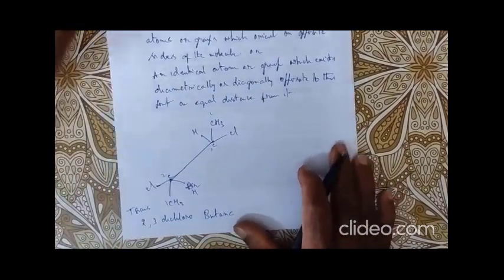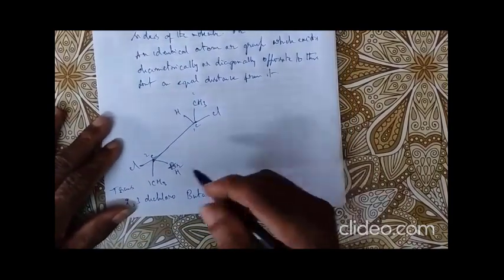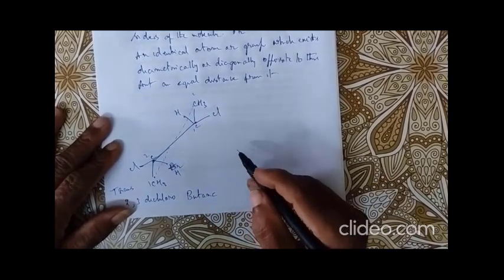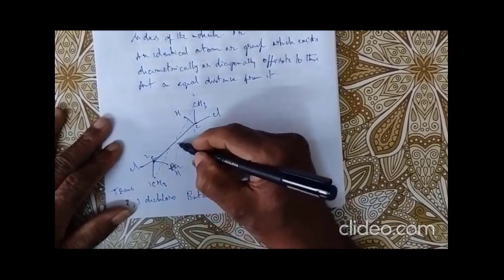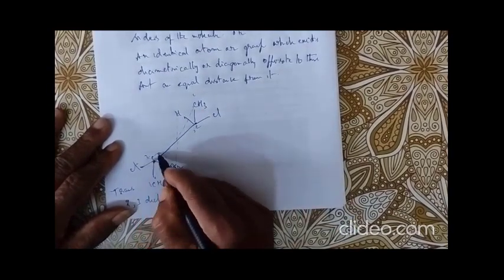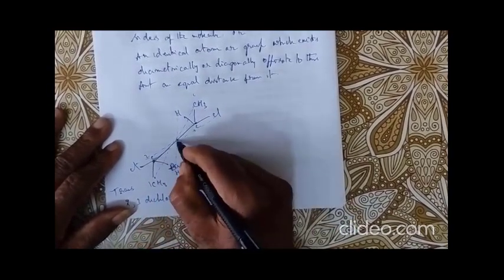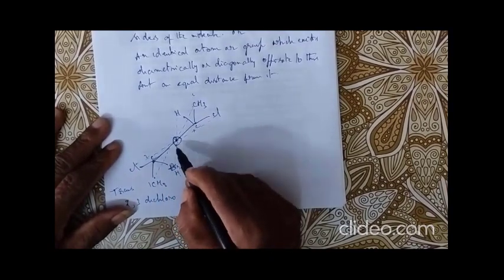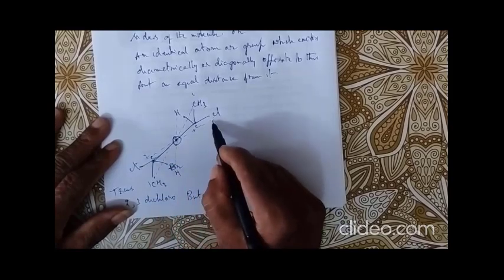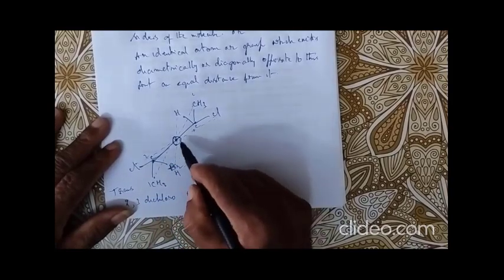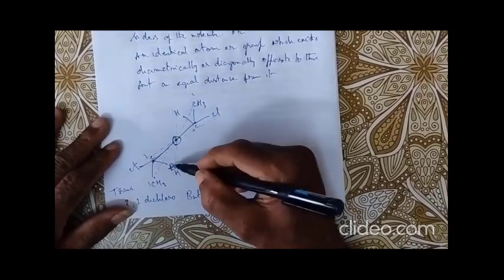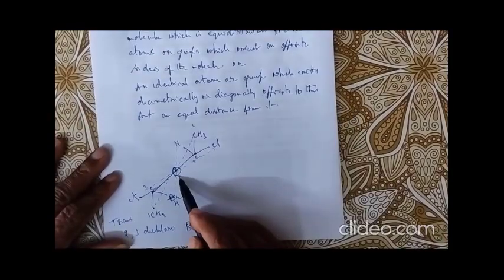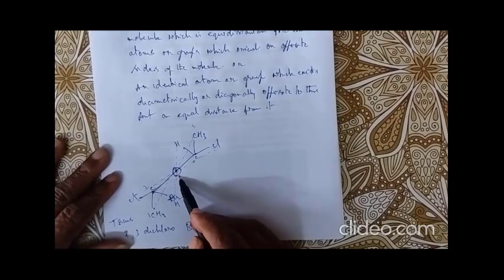Now imagine joining the identical atoms or groups. The CH3 groups are joined together, the hydrogens are joined together, and the chlorines are joined together. So this is the point at the center of the molecule, and from this point two identical chlorine atoms are at equal distances. Similarly, hydrogens are at equal distances and methyl groups are at equal distances. Therefore, such a point is referred to as a center of symmetry.